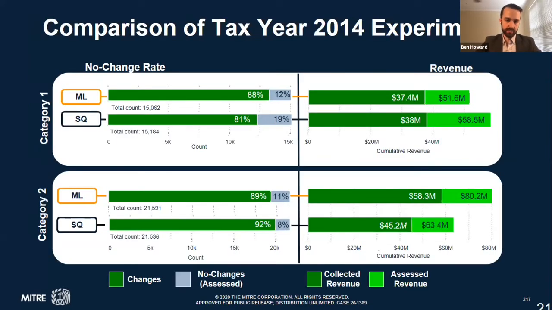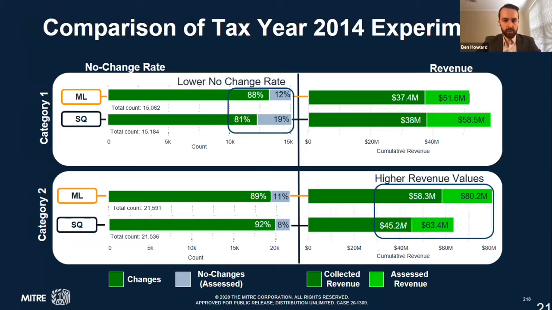So take for example, tax year 2014, which was kind of like a hallmark year for these experiments. We see that around 15,000 audits were conducted for both the machine learning and the status quo group. And for category 2, around 21,500 audits were assigned to each group. Honing in on the takeaways, we see a lower no change rate for category 1 and a higher assessed and collected revenue for category 2 for the machine learning algorithm. While statistical testing is nuanced for this data based on how it was selected, we did do some basic non-parametric tests and found both of these results to be significant.